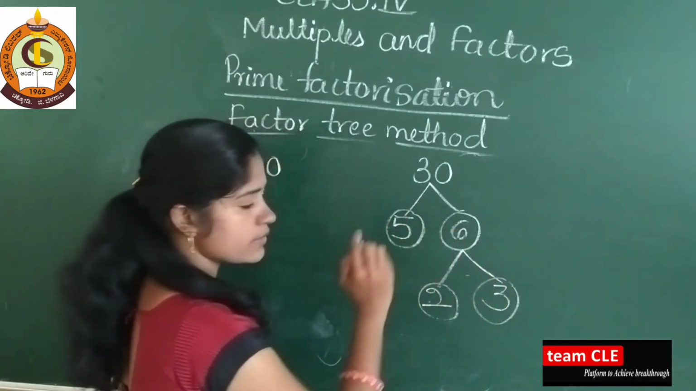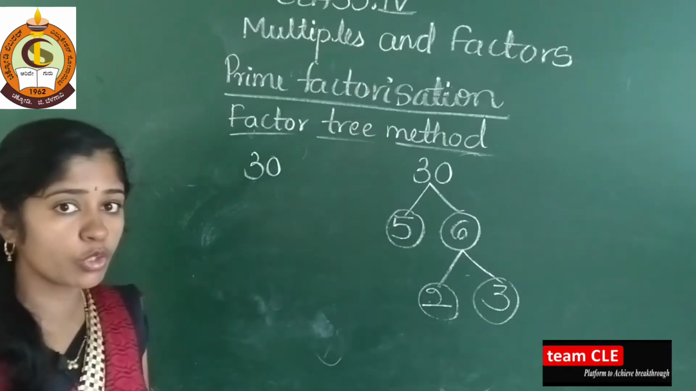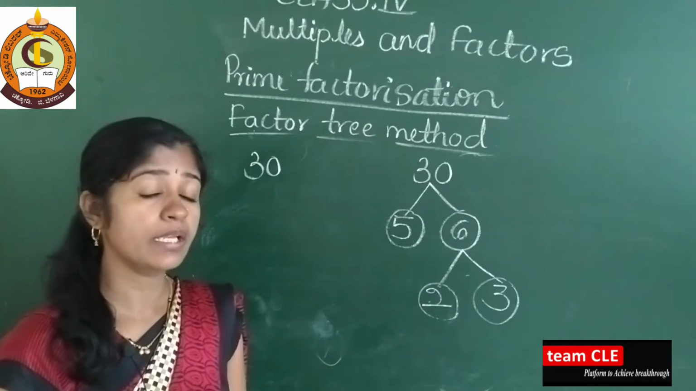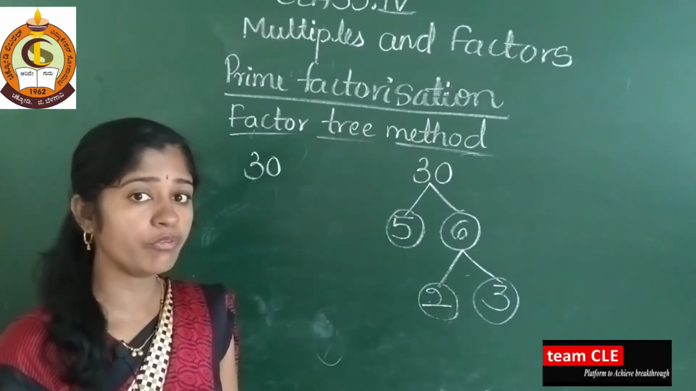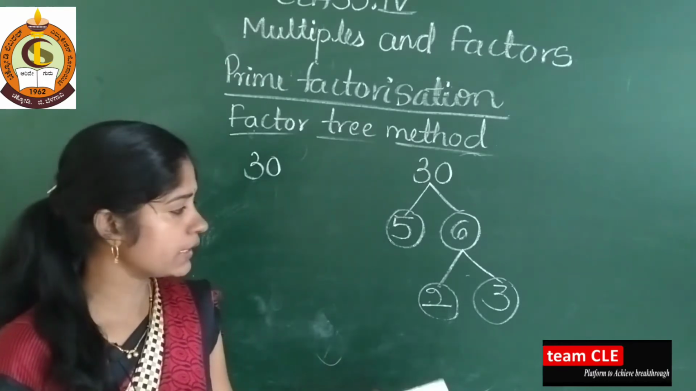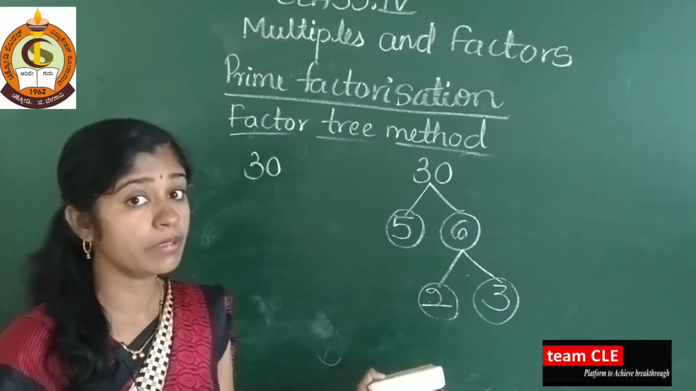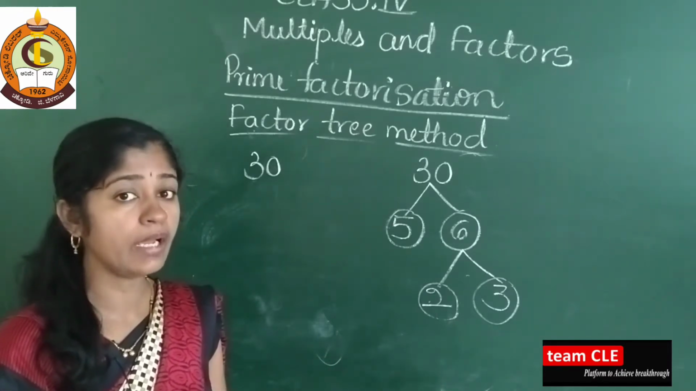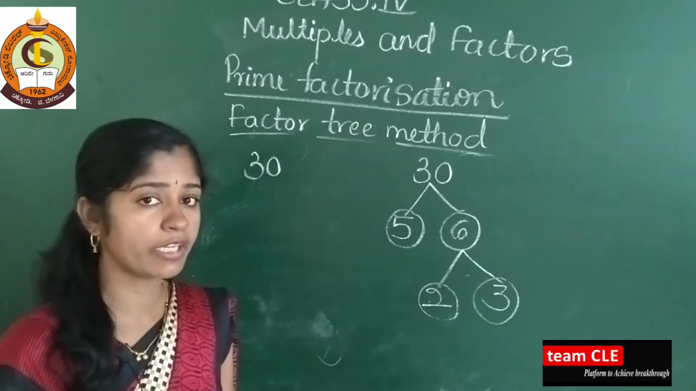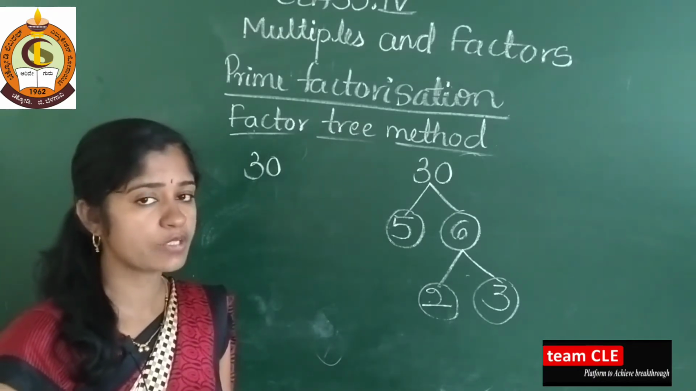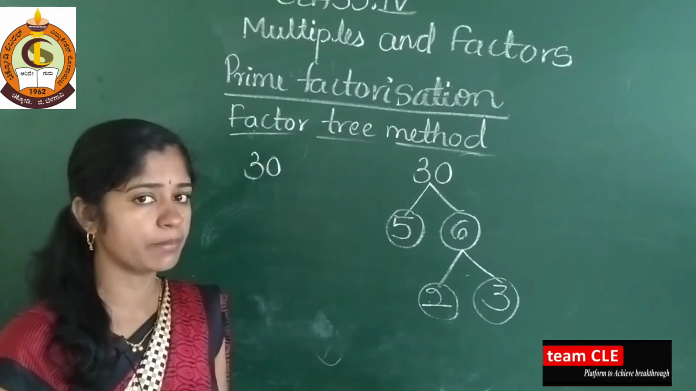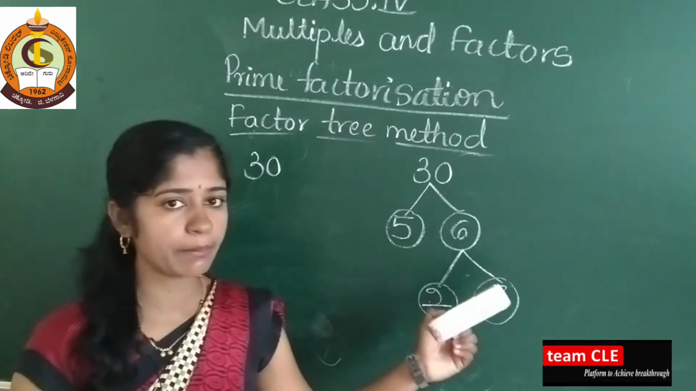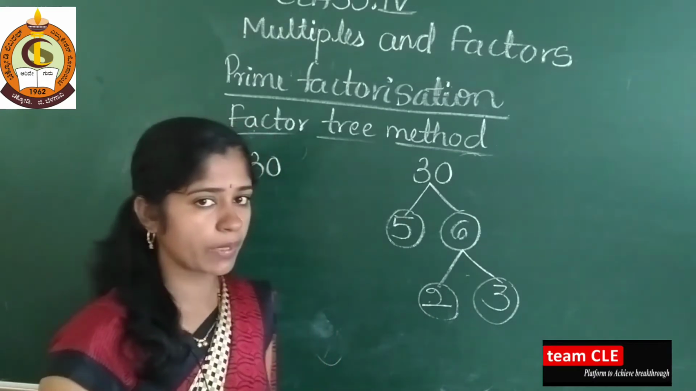2 3s are 6. Dear students, already you know about factors. Factor means a number which divides the number exactly without leaving the remainder. But here we are finding the prime factors of the number. Prime factors means the number should be a prime number. We call a prime number a number which has only two factors, 1 and the number itself. So here 5 is a prime number, 2 is also a prime number, and 3 is also a prime number.